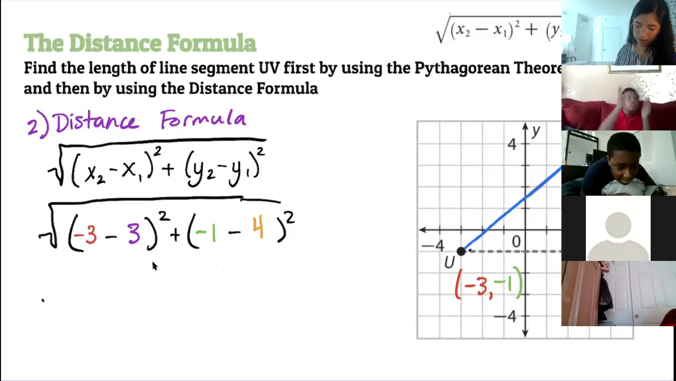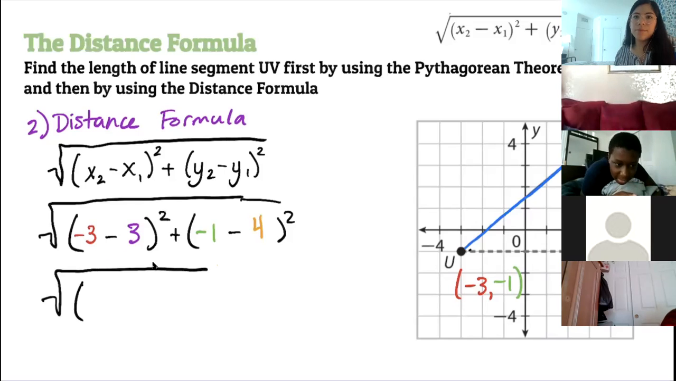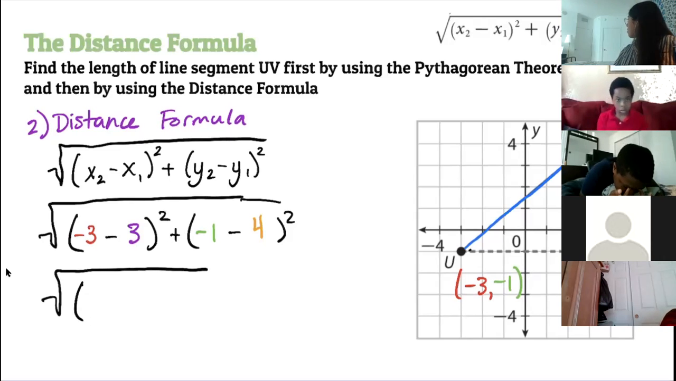Let's do the math. What is -3 minus 3? That's 0. Try again. You're close. You're thinking backwards. -3 minus 3.